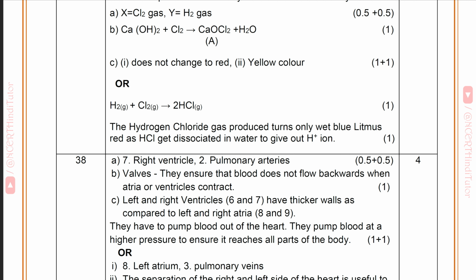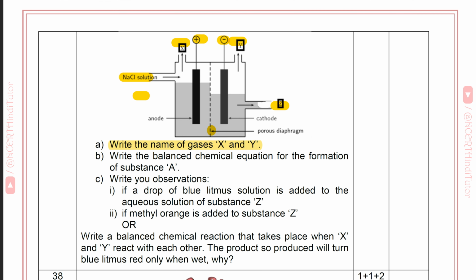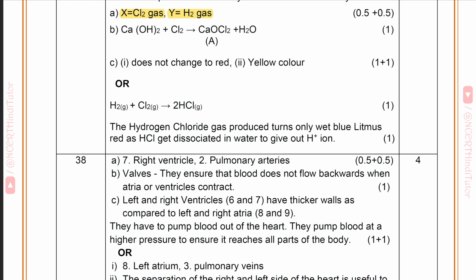A. Write the names of gases X and Y. Answer: X is Cl2 gas, that is chlorine gas, and Y is H2 gas, that is hydrogen gas. B. Write the balanced chemical equation for the formation of substance A. Answer: Ca(OH)2 plus Cl2 gives CaOCl2 plus H2O, and A is CaOCl2.